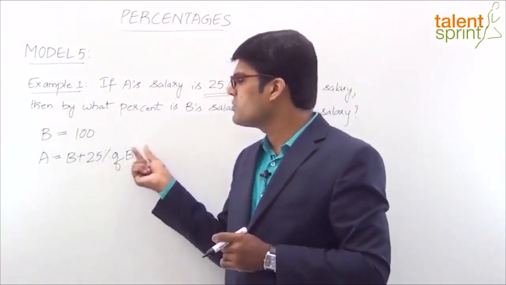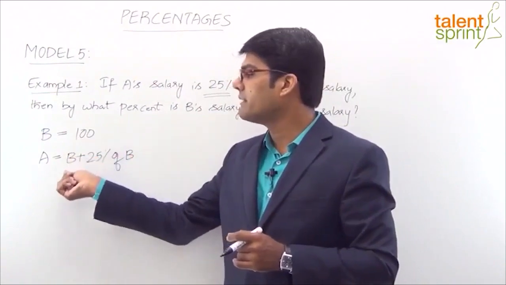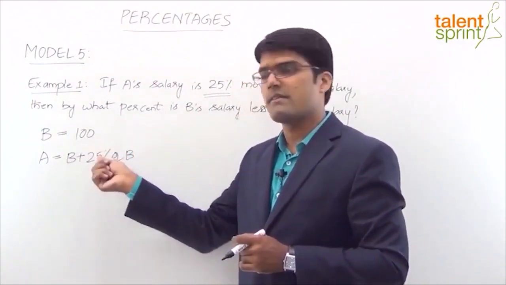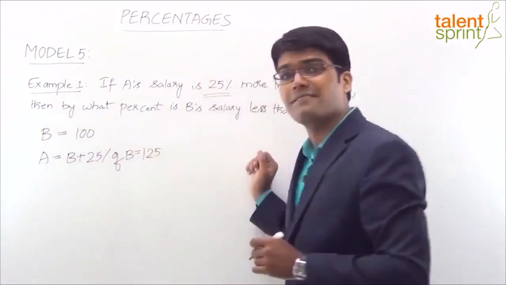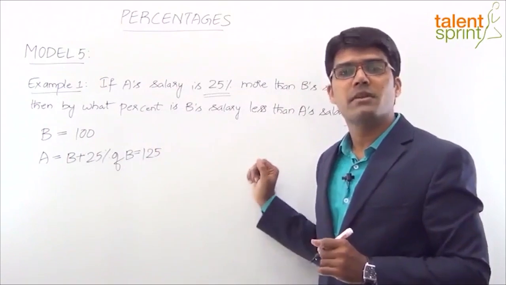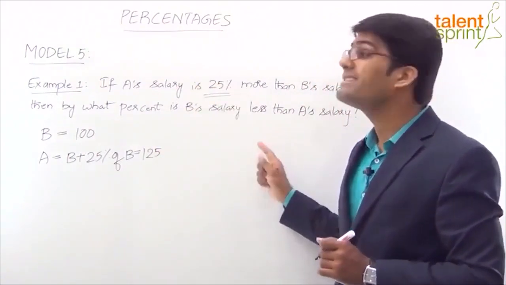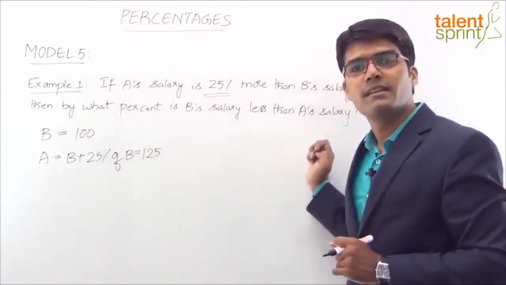A is 25% more than B. So B plus 25% of B. How much is B? 100. 25% of B, 25. Right? 25% of 100 is 25. 100 plus 25, 125. So now we know that A is equal to 125. If B is 100, then A will be 125. So if you look at these two values, it satisfies the given criteria, right? It says A should be 25% more. Yes, 125 is 25% more than 100.